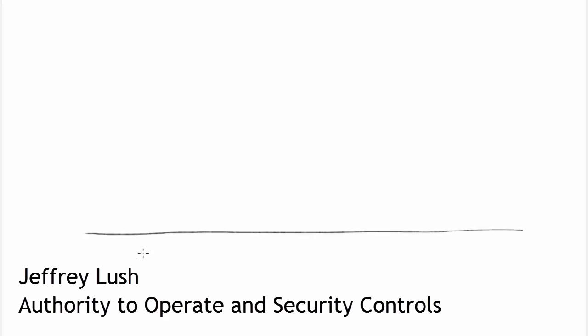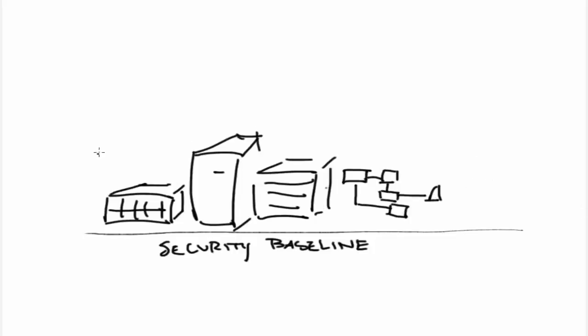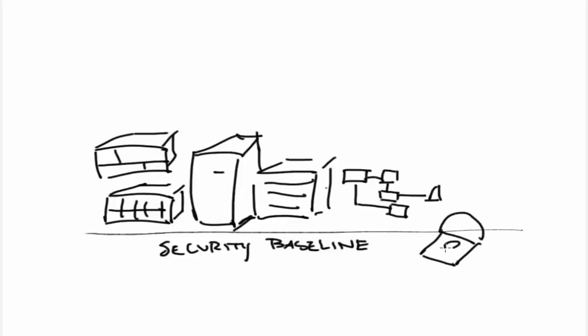Okay, so let's talk today about an authority to operate. And we're going to talk about three primary sections here: the security baseline, the controls, and then how that works into FISMA, FedRAMP, things of that nature. So here we have the hardware that we're drawing on the screen.